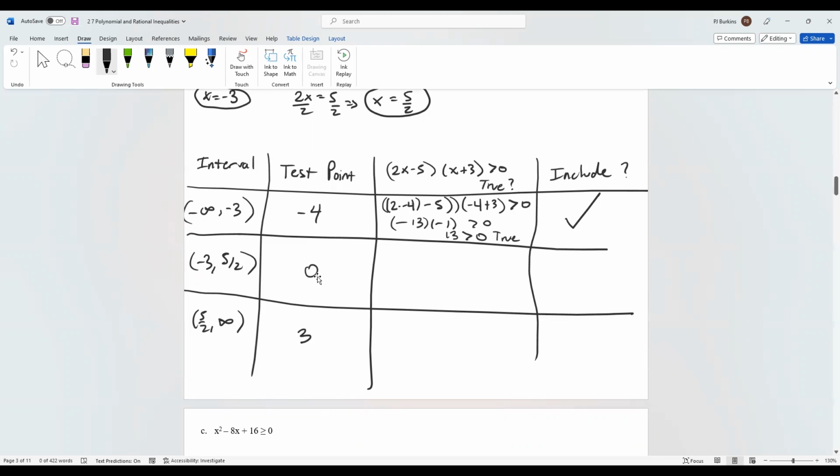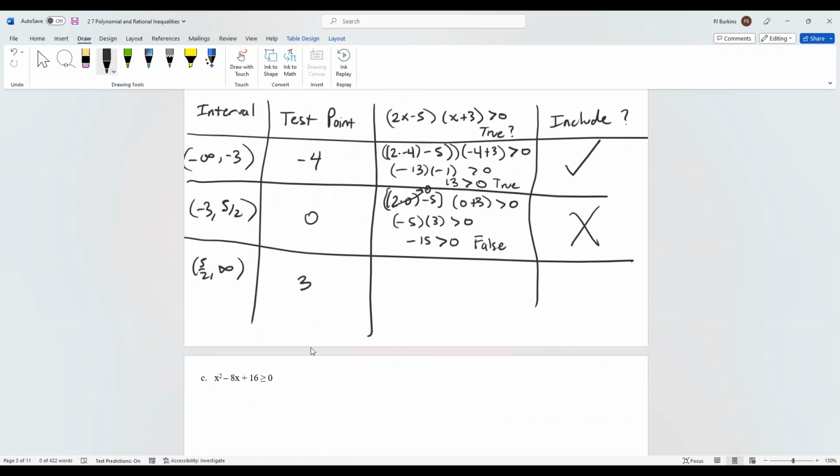All right, let's try the next one. Let's plug in 0. 2 times 0 minus 5 times 0 plus 3. Okay. 2 times 0 is 0. So we just get negative 5. And then we get positive 3. That's going to give us negative 15, which is not, right, not greater than 0. And therefore we do not include that section.